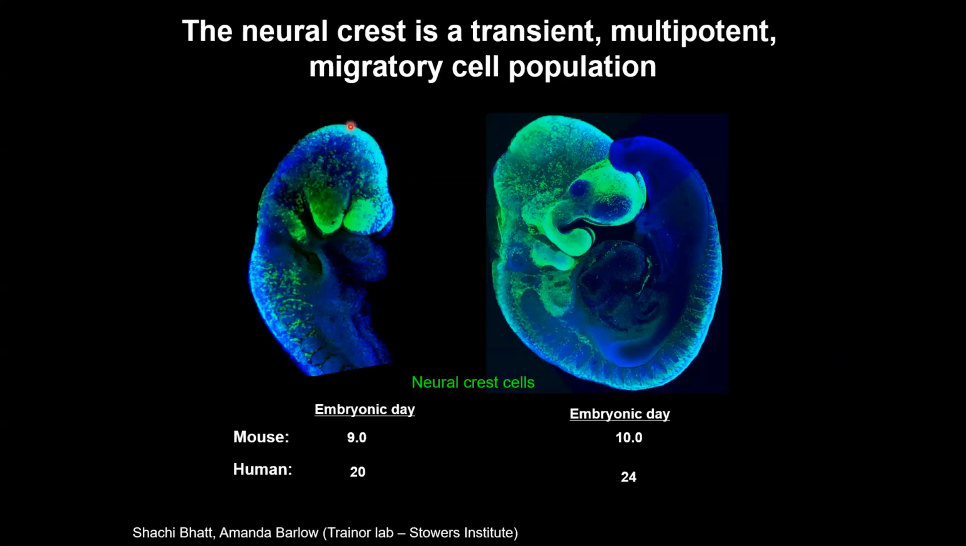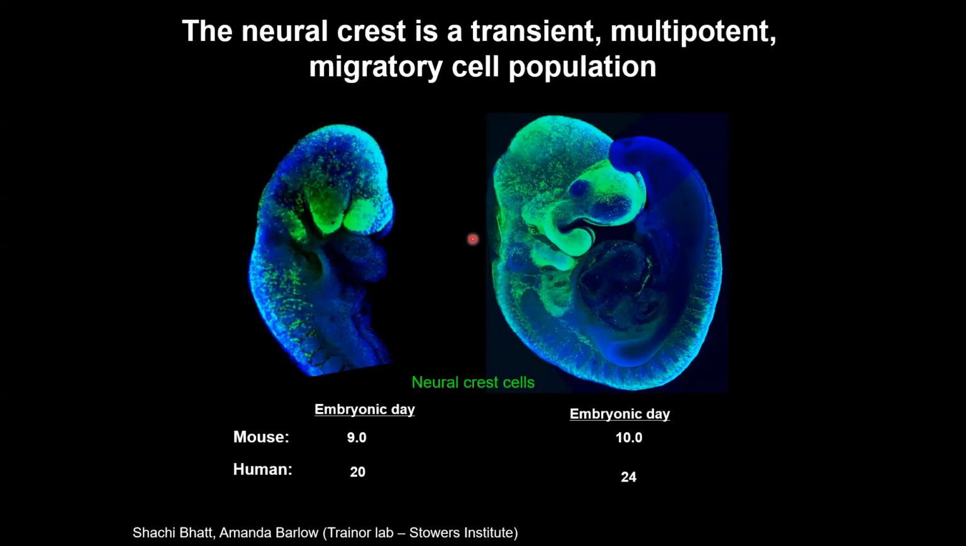Here you can see a mouse at around embryonic day 9, and this is a day later. Just to give you an idea, mouse embryos are born around embryonic day 18.5, so this is kind of like halfway before they are born. In green, you can see all the neural crest cells. This is the head of the embryo, and it goes down the trunk.